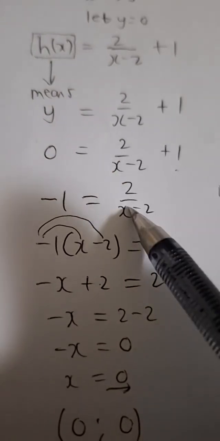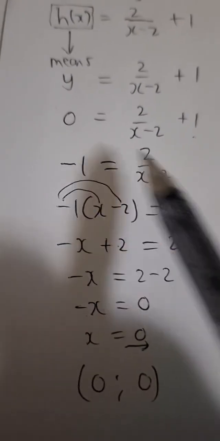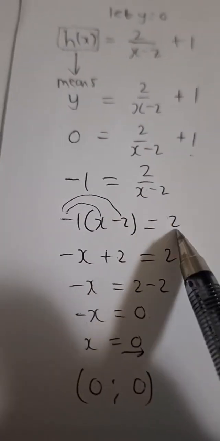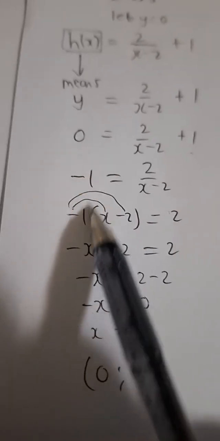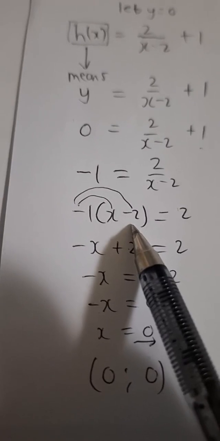Then we are left with 2 over x minus 2 is equal to negative 1. We then cross multiply, which is the same thing as finding the LCD and multiplying by the LCD left and right, the LCD cancelling x minus 2, so we are left with 2, and then the x minus 2 being multiplied with negative 1 into x minus 2.